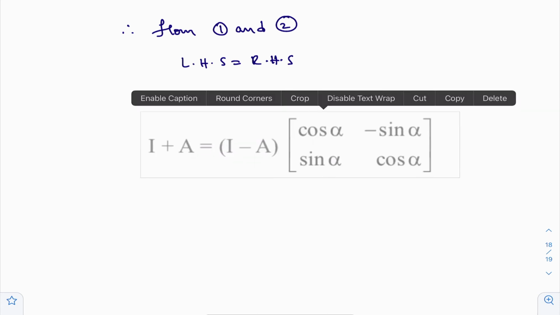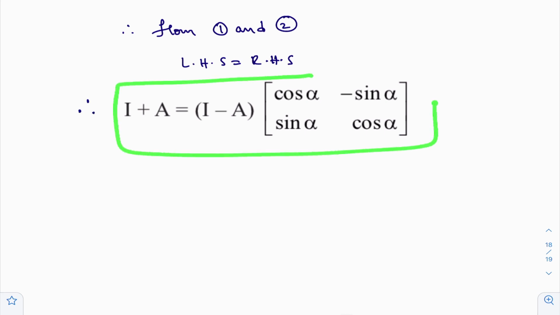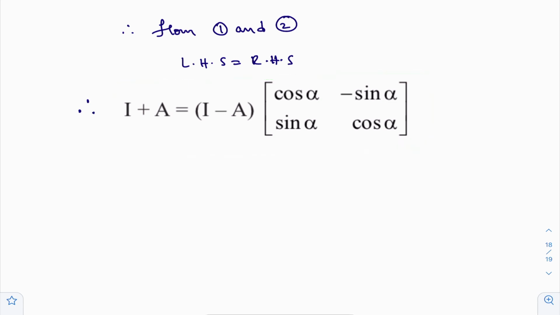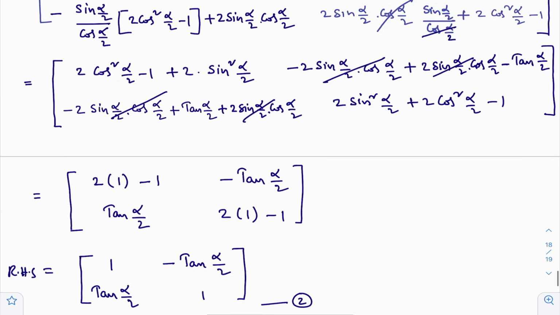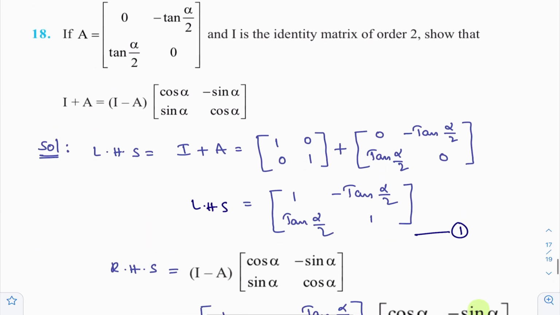For the given matrix, I plus A equal to I minus A into matrix cos alpha, minus sin alpha, cos alpha. We proved this. I hope you understand this solution. This is a little tricky one. Little bit of practice is needed. You must be good in the trigonometry formulas we used in this, right? I hope you understand this solution.